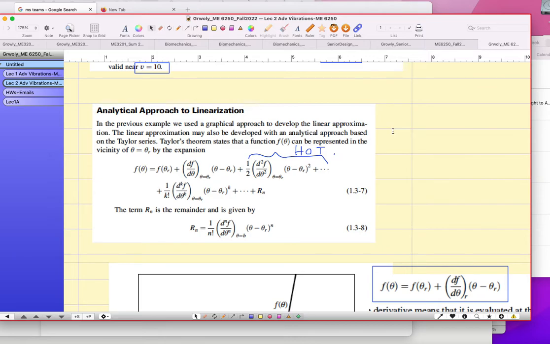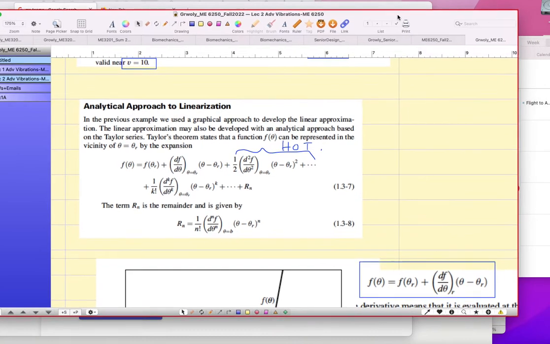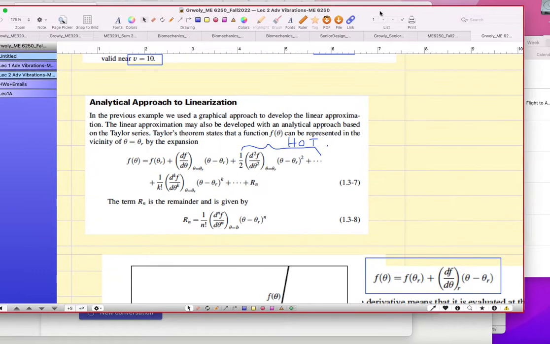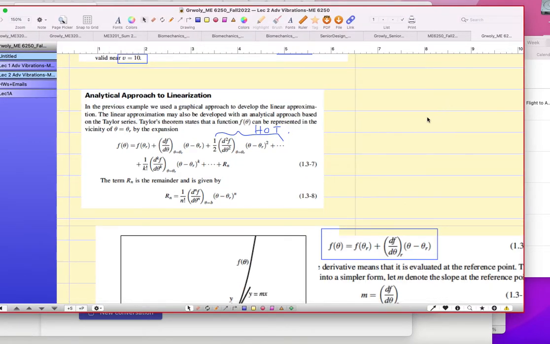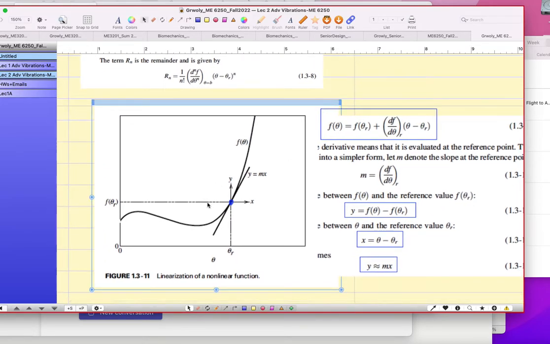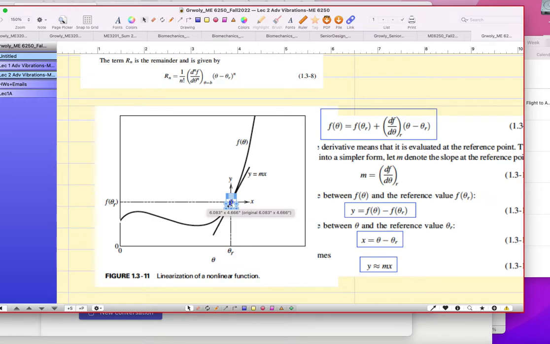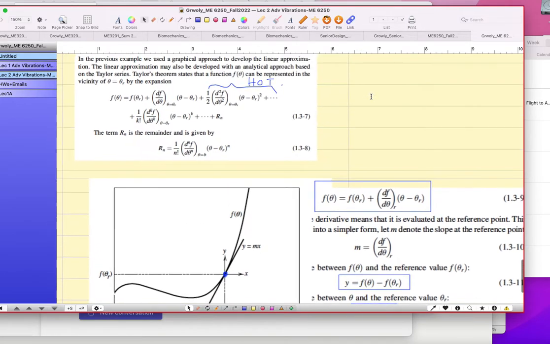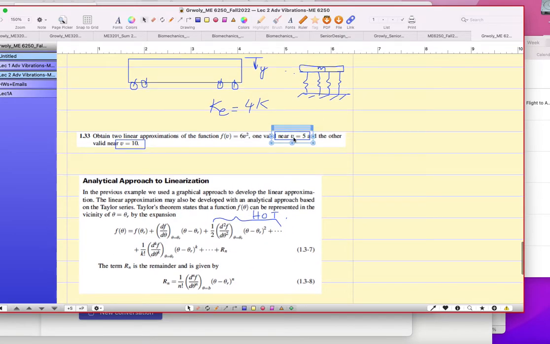This is the approach which we are following using the Taylor series. In the Taylor series, higher order terms are neglected. This is a very nonlinear behavior, and we want to find out the linearization at the equilibrium point. In our case, there are two equilibrium points, one is 5, one is 10.